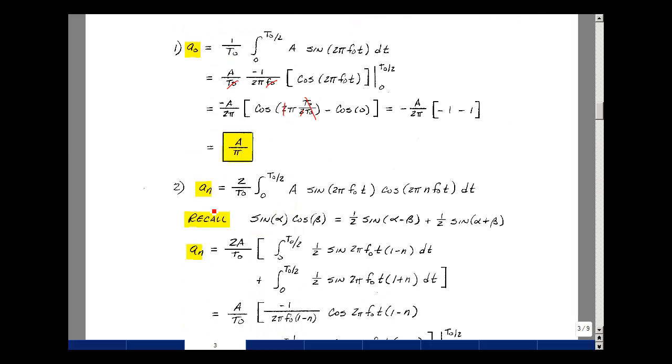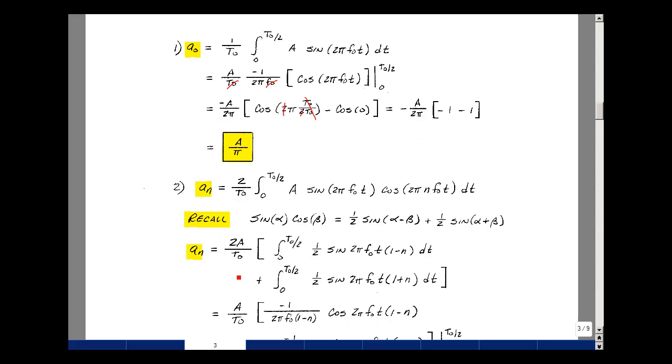Our next term is a sub n. If you recall, that's 2 over T0 times the integral over the period of our function times the cosine of 2 pi n f0 t. Our function is 0 for half the period, so we're just going to integrate from 0 to T0 over 2. I've got a sine times a cosine, so we can go back and grab some of our trig identities. Recall that the sine of alpha times the cosine of beta is 1/2 the sine of the difference plus 1/2 the sine of the sum.